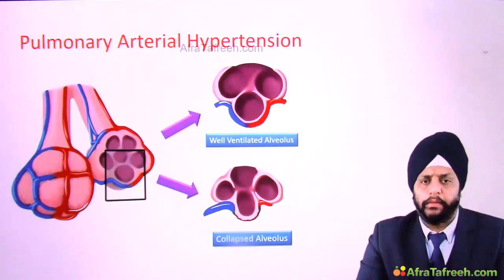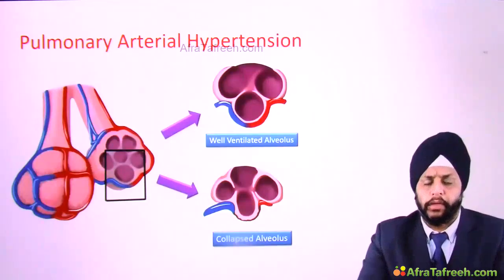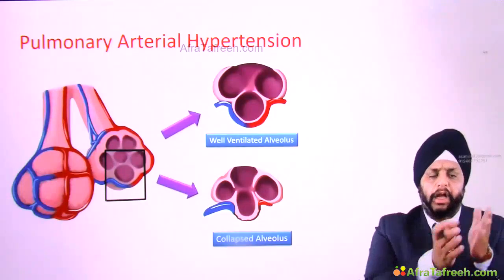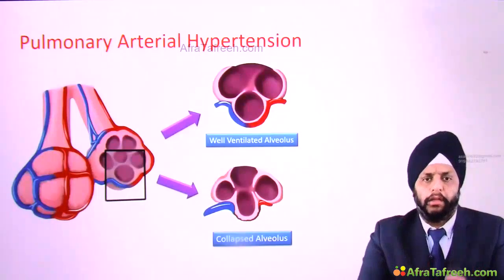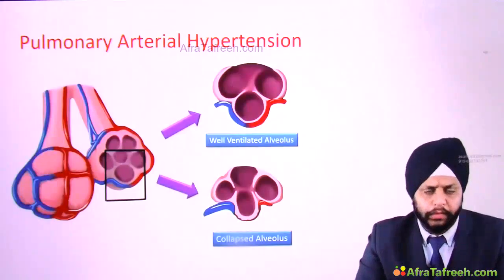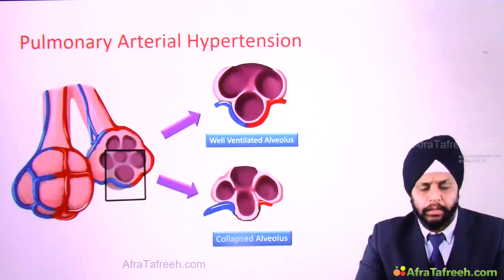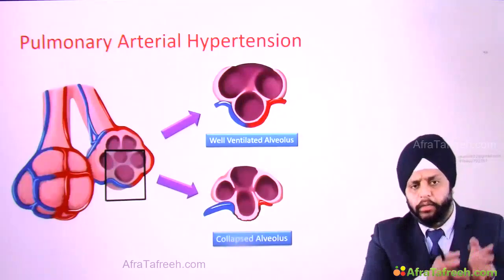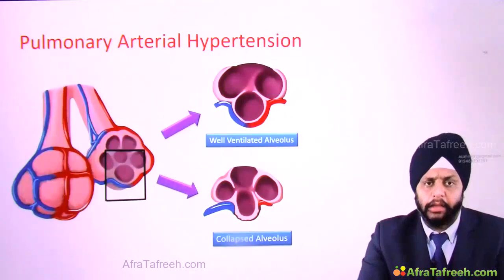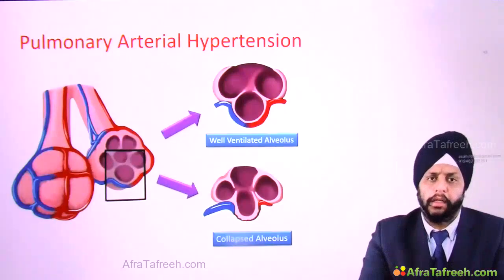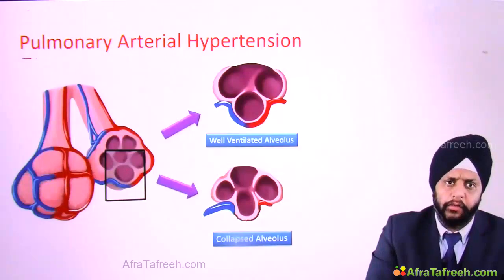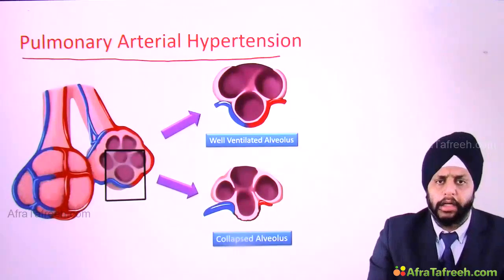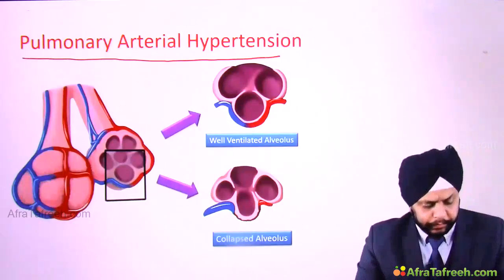Alright, so what happens? Suppose I close half the roads in the city, what will happen? The remaining half of the roads will have a lot of traffic jam. So same way, half of the alveoli, let's say, are closed in the lungs, so what will happen? All the blood is directed to the remaining half of the alveoli, and that leads to pulmonary arterial hypertension. Okay, so this patient slowly and slowly develops pulmonary arterial hypertension.